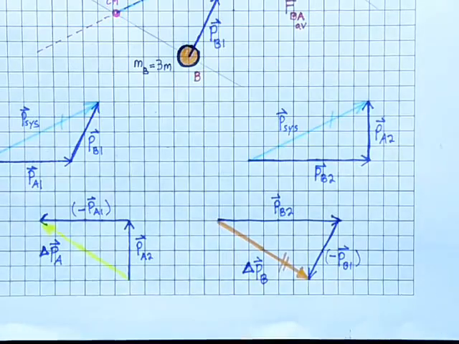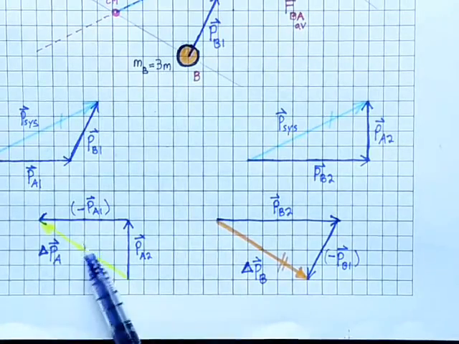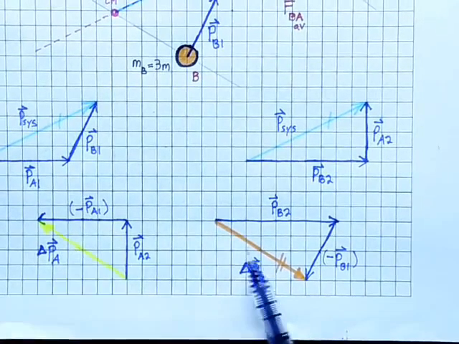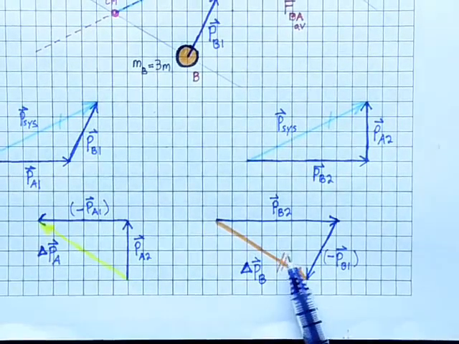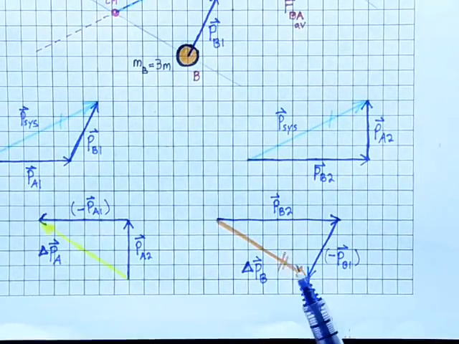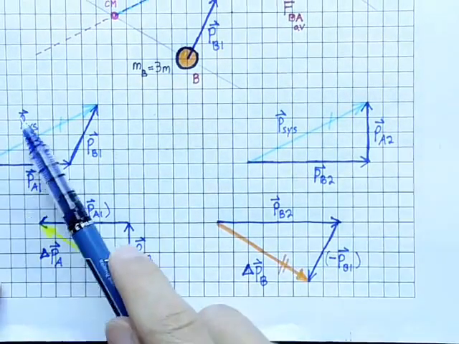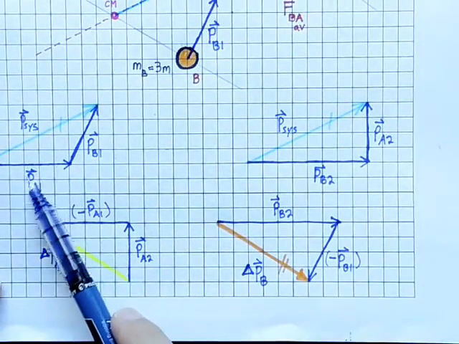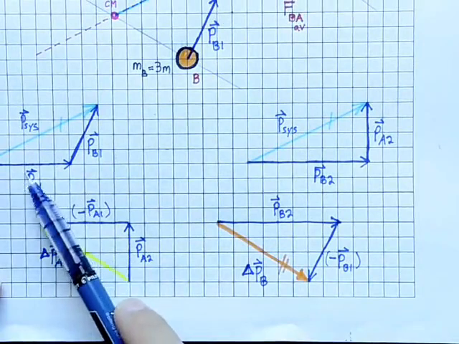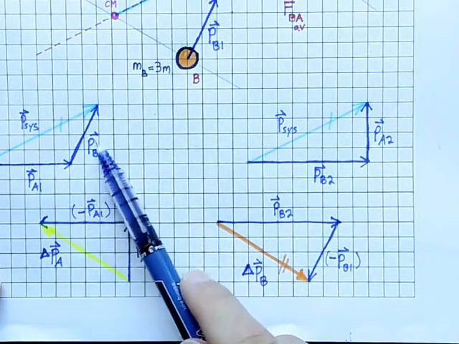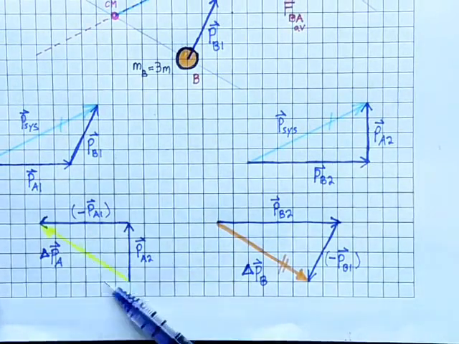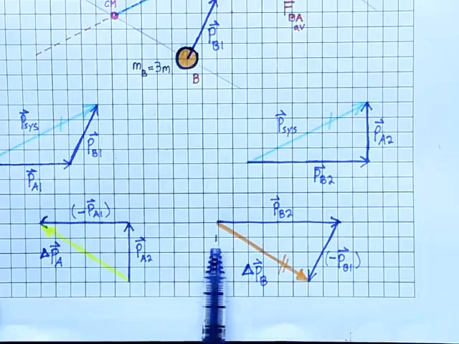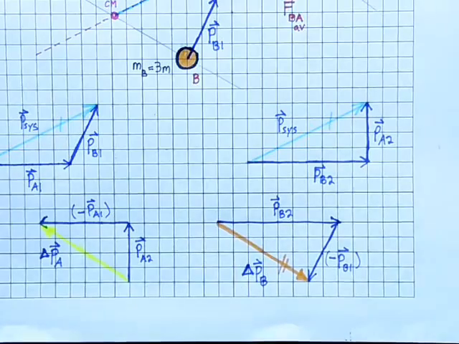And I want you to see how the change in momentum for A is equal and opposite to the change in momentum for B. This is key. If the total momentum of the system didn't change, then whatever momentum A lost or gained was transferred to B. So the total stayed the same. So the change in A is equal and opposite to the change in B.